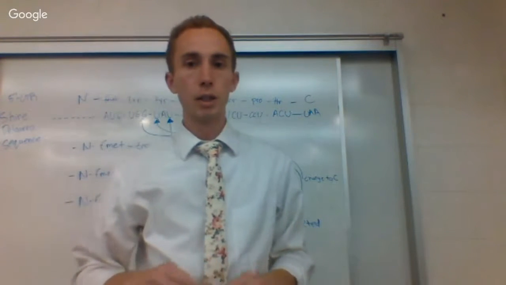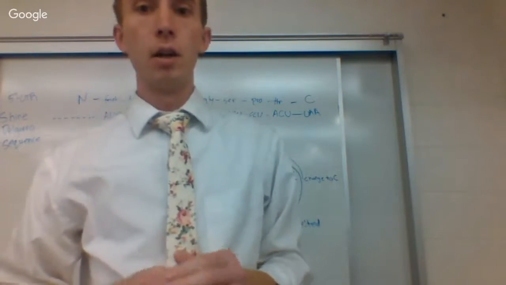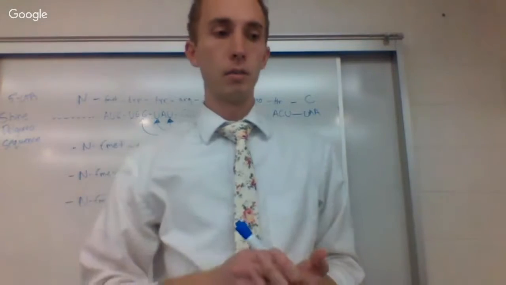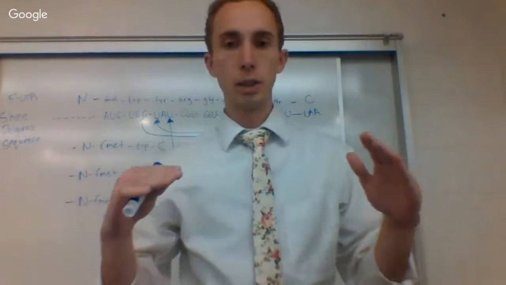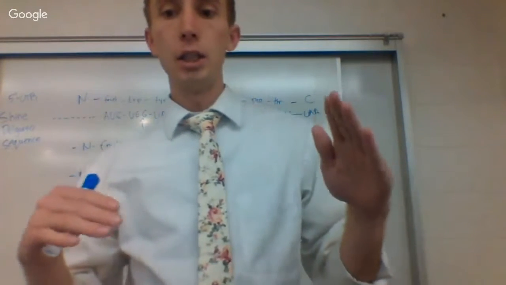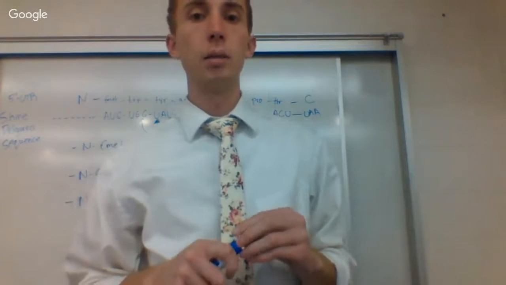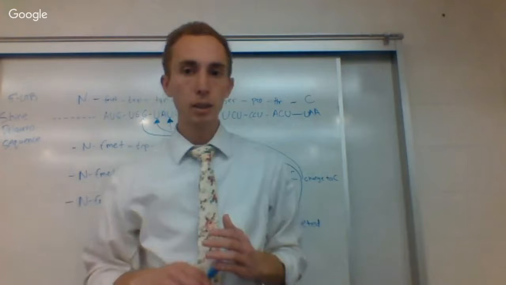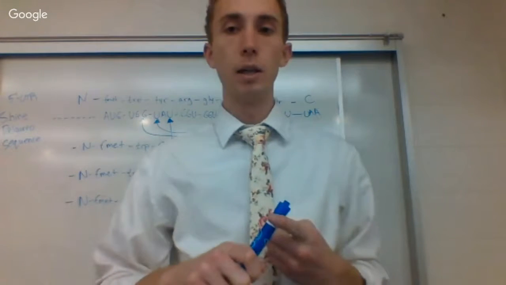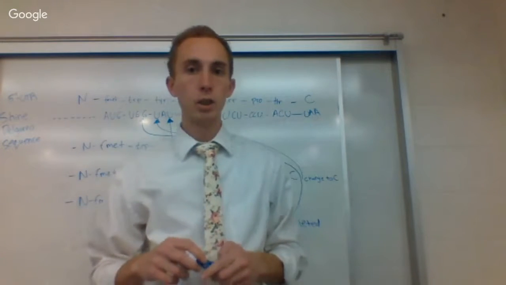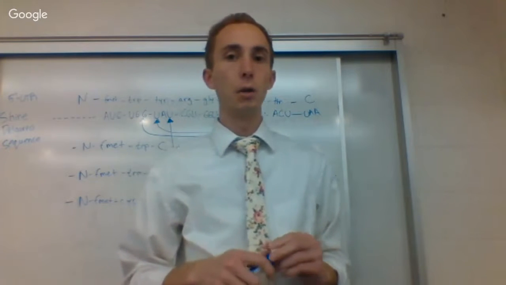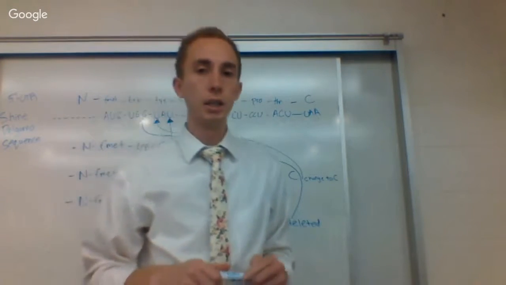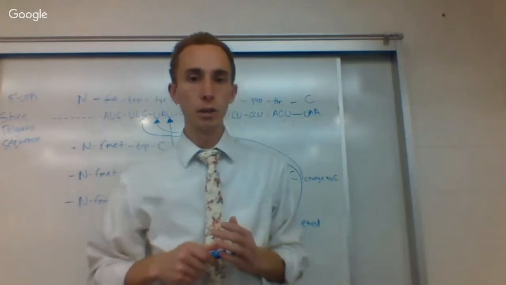So for the first question, we're asked about translation in E. coli, and we're dividing the three different stages of translation. We have initiation, elongation, and termination. For part A, we're asked what mRNA sequences, rRNA molecules, and tRNA molecules are involved in translation initiation in E. coli. So the mRNA sequences that are involved in initiation are the Shine-Dalgarno sequence.